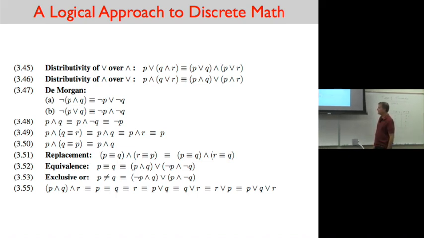What was that one? And here's equivalence. P equivales Q is P and Q or not P and not Q. Those all make sense. And you could prove those, although I'm not asking you to prove those.